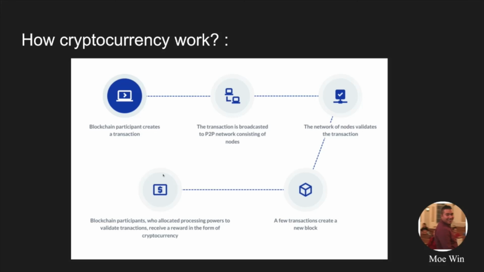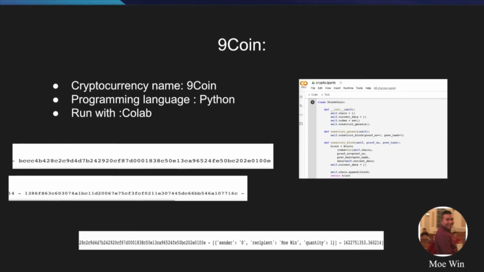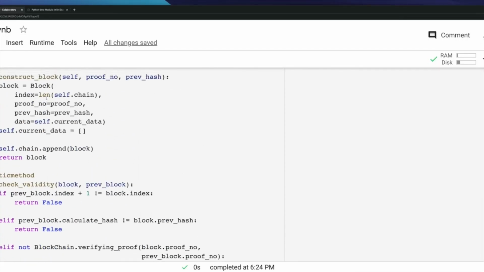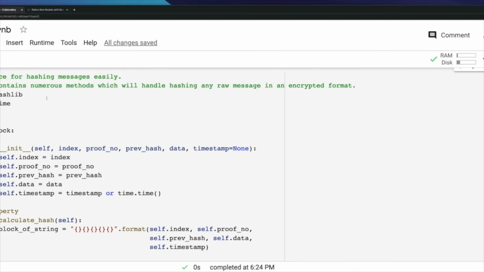Now I would like to introduce our prototype, the Nine-Coin. We call it Nine-Coin. Why Nine-Coin? Because we include 9. For the programming language, we use Python and run it in Colab. Here it is. We use the hash library and the time library, because the hash library makes the hashing message easily transported node by node and generated in a very accurate format.